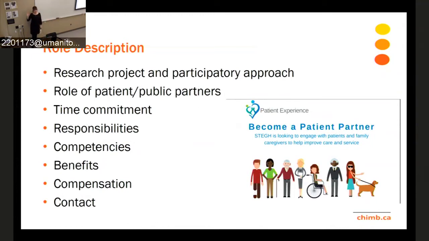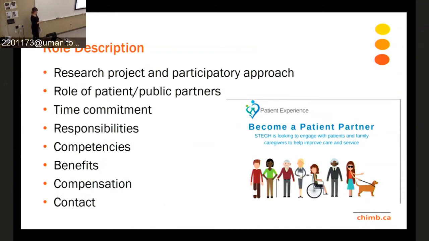So also be accessible to talk about the role description with someone as well, or have it available in multiple formats for people to read. In your role description, you're going to want to address things like what the research project is, what the participatory approach is, what the role of patient-public partners is going to be, the time commitment, and some of the responsibilities they're going to be handling, right?